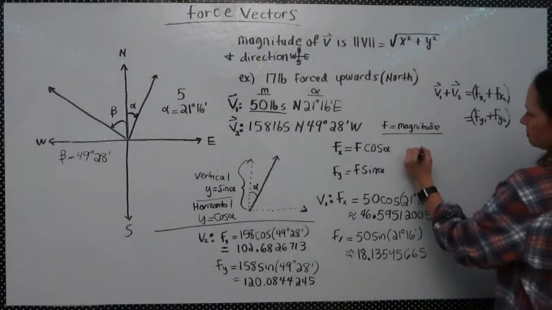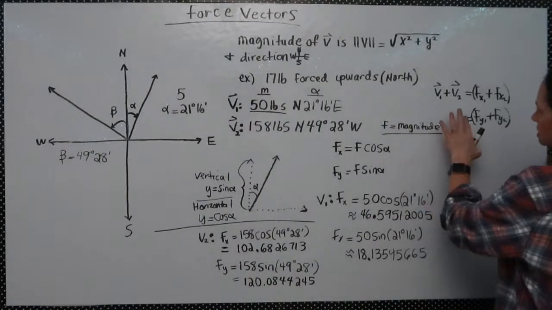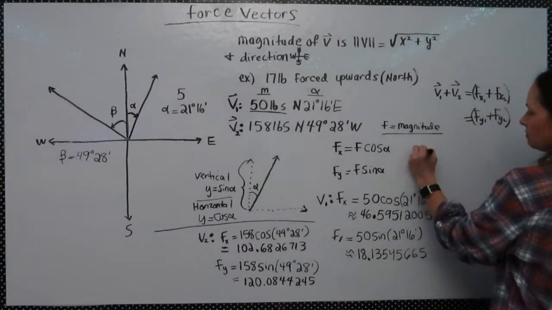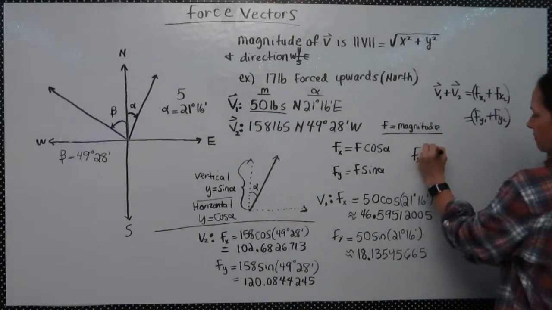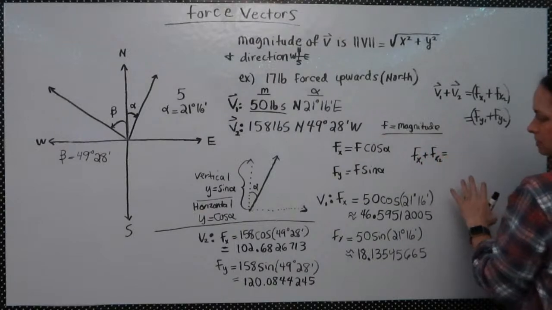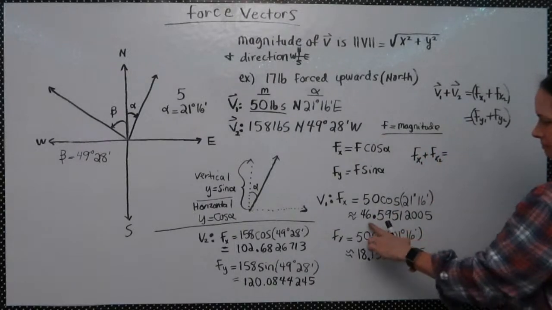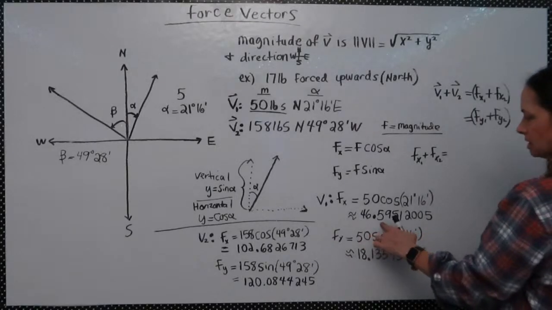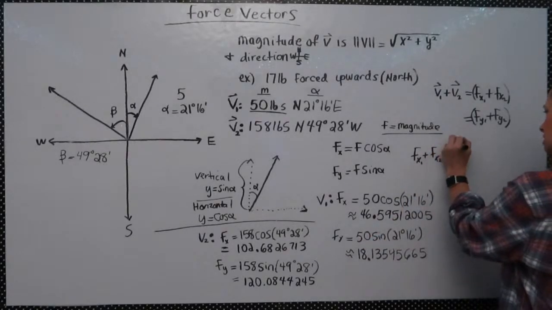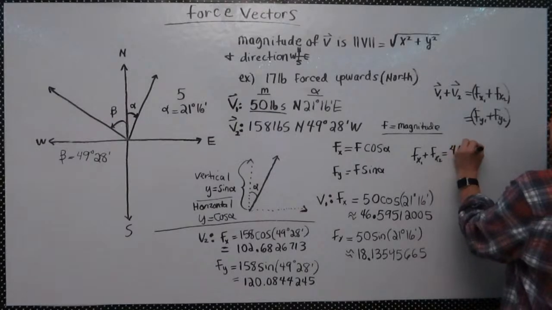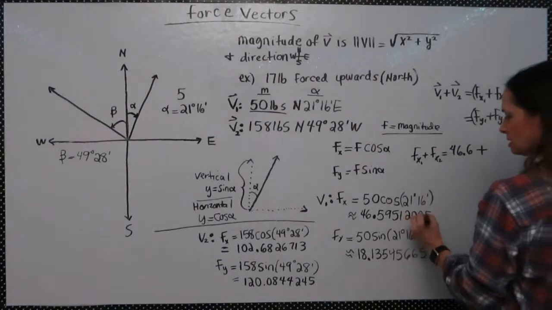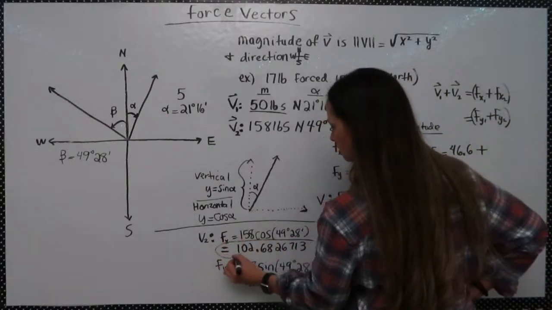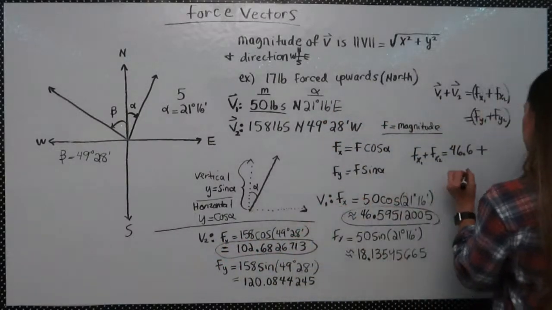And this is to calculate magnitude. So F of x sub 1 plus F of x sub 2 equals, let's round it to the tenth place, 46.6, what's this value right here, plus this value, 102.7.